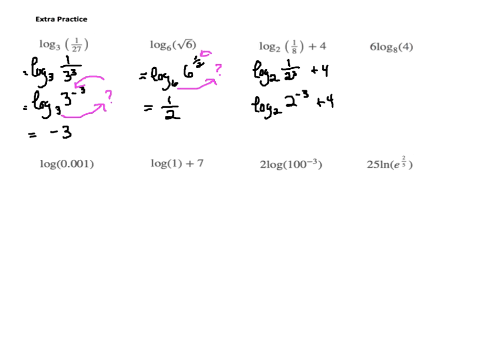So just that first term is asking, what can I raise 2 to, to raise 2 to the -3rd power? And that part is -3, but then I'm adding 4 to get 1.